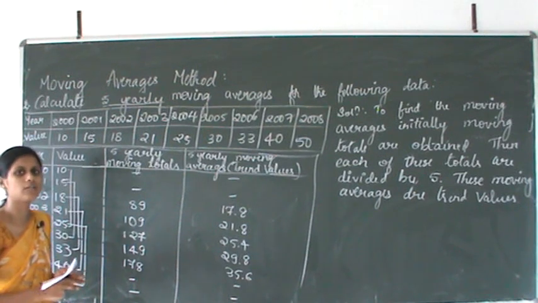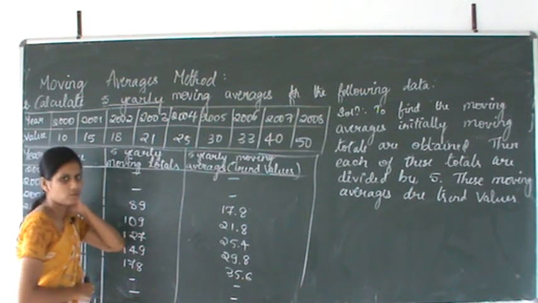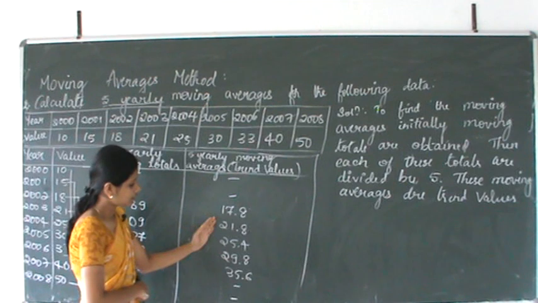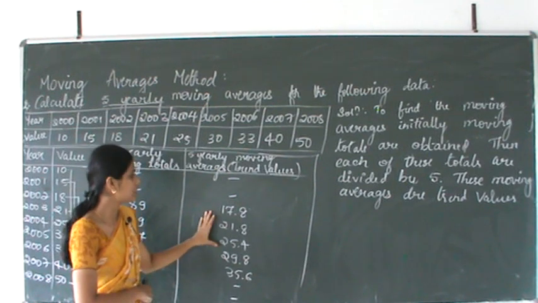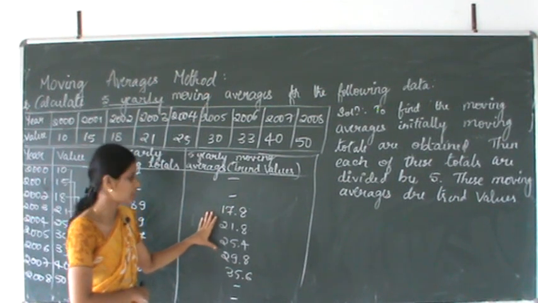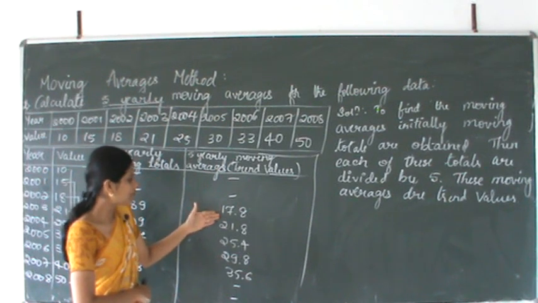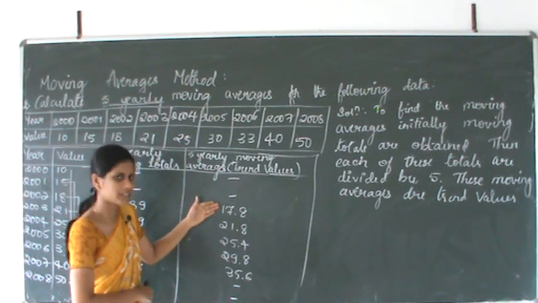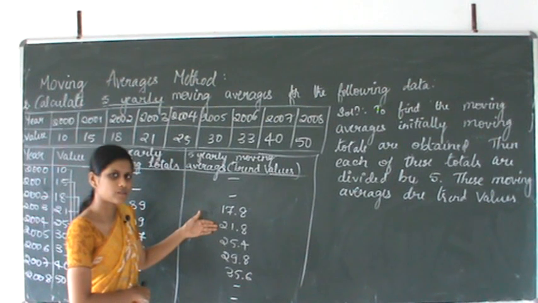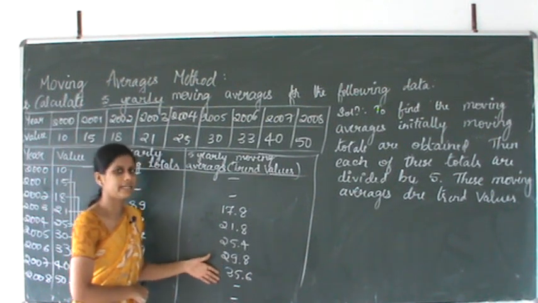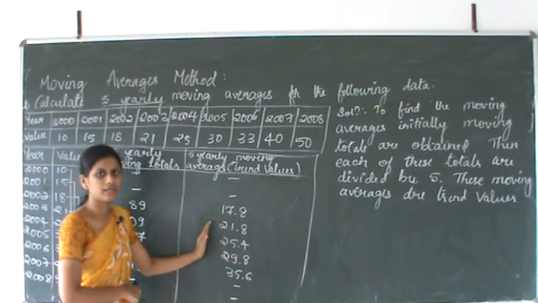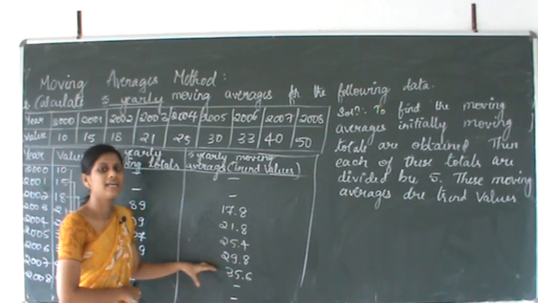Now we have to give the conclusion. So how can we conclude? By seeing the trend values, we have to give the conclusion. See here, the trend values are increasing. First it was 17, next it rises to 21, next 25, 29 and 35. You can see an upward trend. That is, values are increasing.